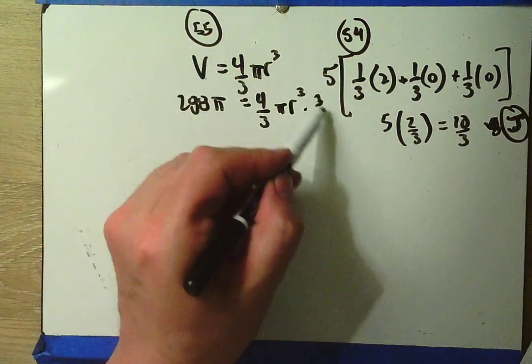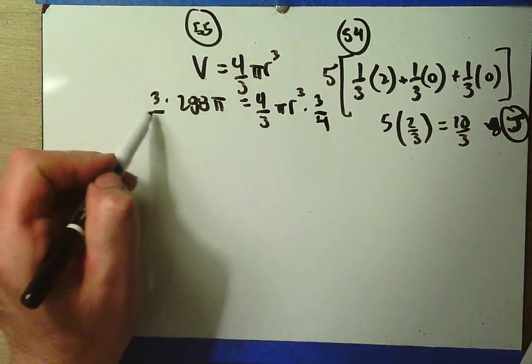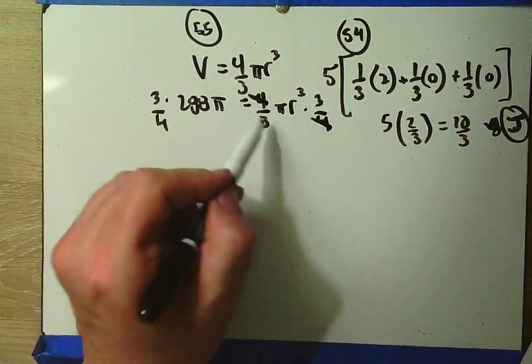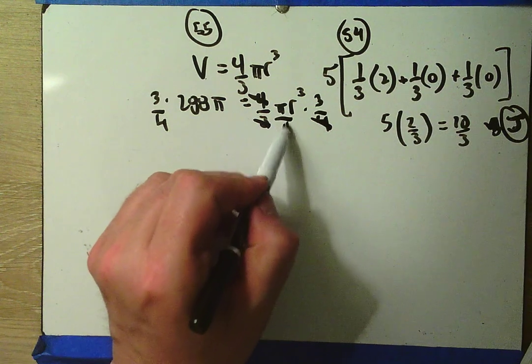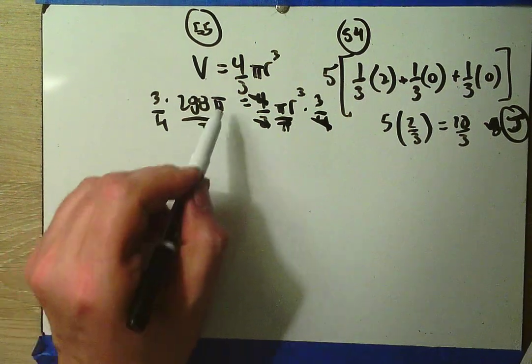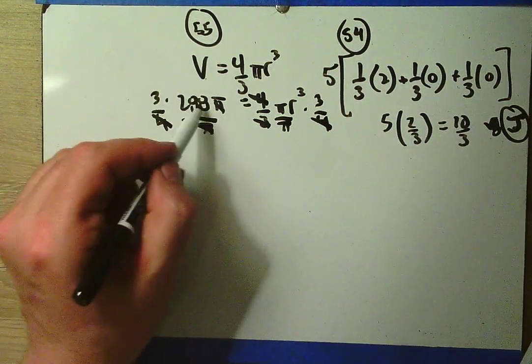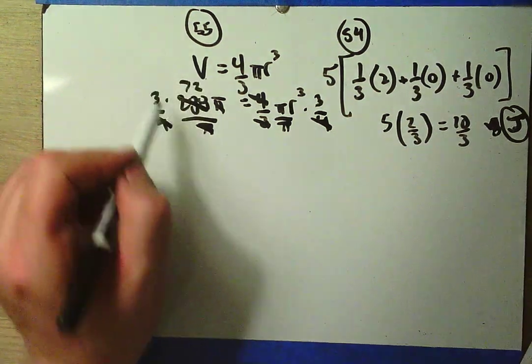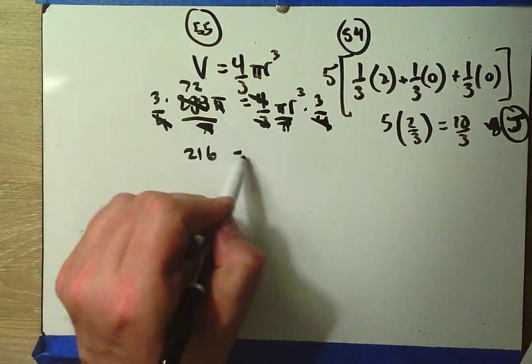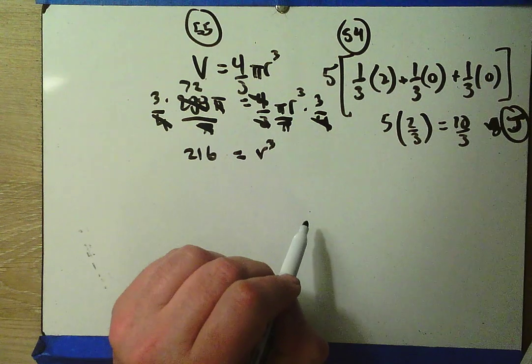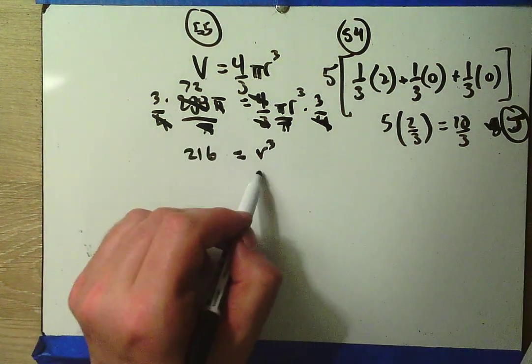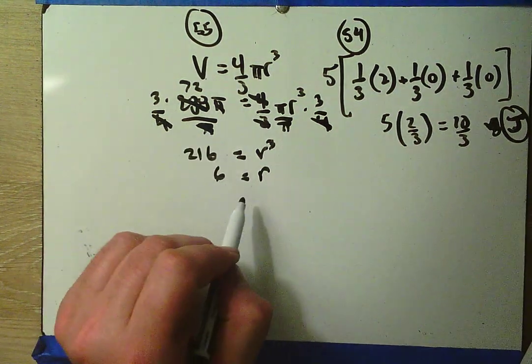If I multiply both sides by the reciprocal and divide by pi, I end up with 72 times 3, which is 216, equals r to the third. If I take the cube root of both sides, I get r equals 6.